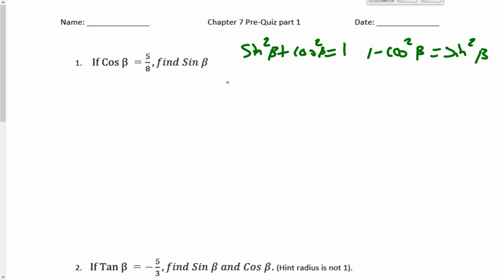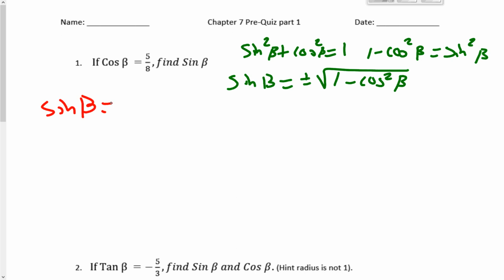We square root both sides, so we get sine of beta equals plus or minus the square root of 1 minus cosine squared of beta. We have to put the plus or minus in front because we don't know what quadrant. We know what cosine is, so we can plug that in: plus or minus the square root of 1 minus 5/8 squared.